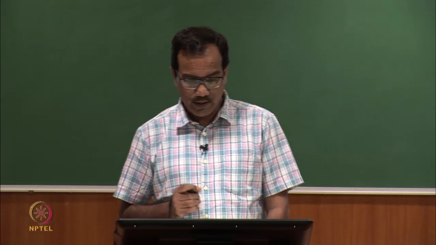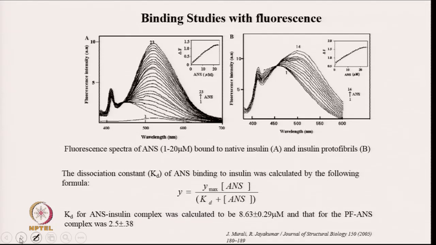Here I will show you one result where people have looked at the binding of ANS with bovine serum albumin. They use the same equation, y is equal to ymax into ANS divided by Kd plus ANS, and by just fitting this curve, they obtain the value of Kd, which is around 8.63 plus minus 0.29 micromolar. So, we can get the Kd value using fluorescence.